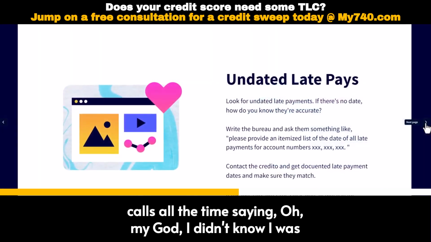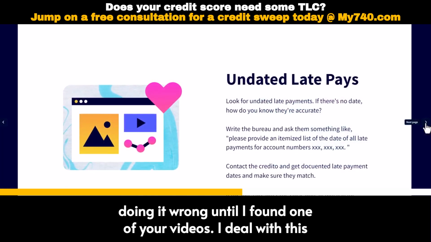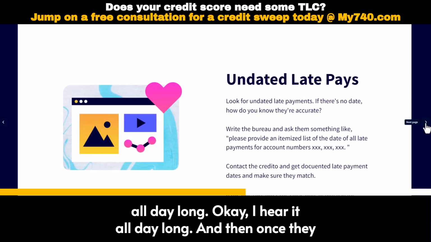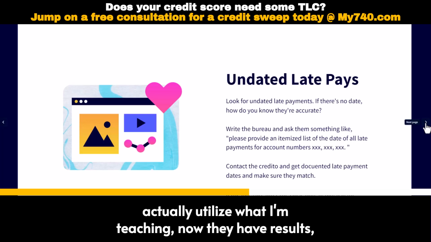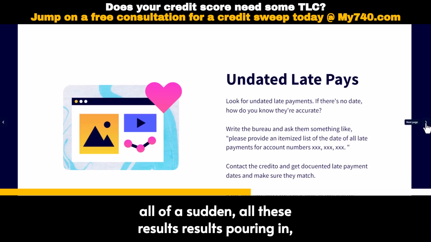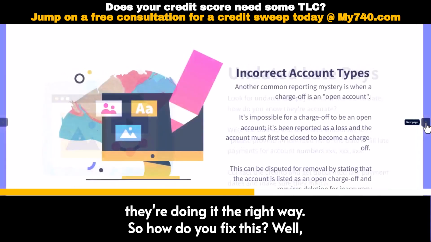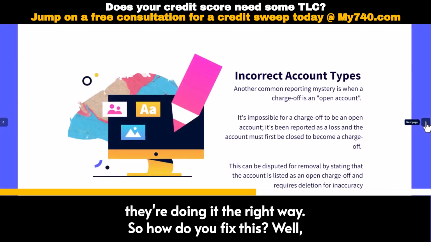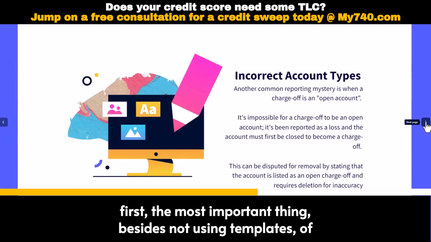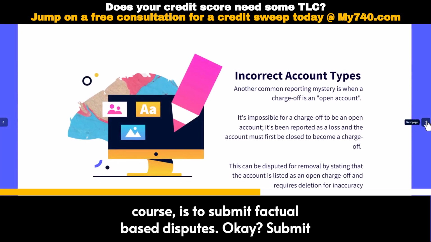Now, undated late payments. So you're going to want to look for undated late payments. If there's no date, how do you know that they're accurate? How do you know that I was late? Write the bureau and ask them something like, please provide an itemized list of lates, the late payment dates for account numbers XYZ. And you can also contact the creditor and get the documented late payment dates and make sure that they actually match. Now, if they don't, you're going to do the same thing. You're going to reach out to the bureaus and say, hey, look, this stuff doesn't match. They don't have any dates, or this doesn't match what the creditor has. Remove these late payments from my credit report or the account entirely.